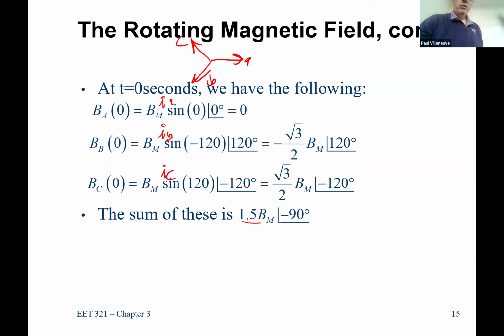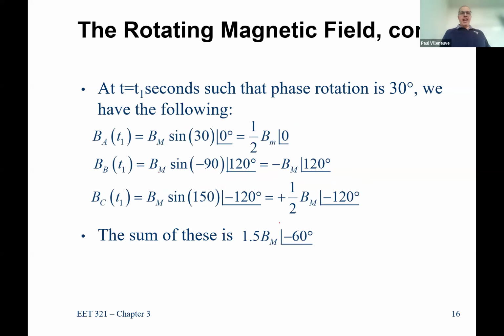So look what we get. 1.5 B sub m, we get that 1.5 value. The angle was 0 before. It's minus 90 now. So we don't know anything yet. The angle is minus 90. As long as it rotates around, I don't really care what the angle is. We just want it to rotate around. Now, let's go ahead and do that at 30 degrees. So at 30 degrees, we do sine of 30. We have 1/2 B sub m at an angle of 0.